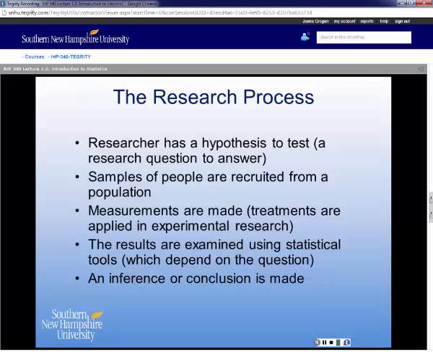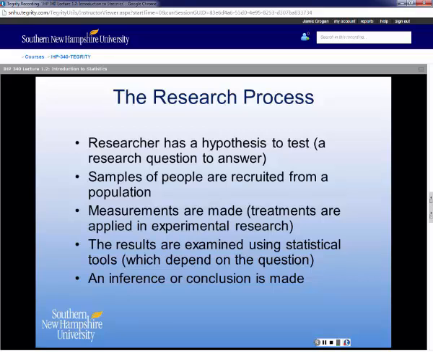So here is the process of research. A researcher has a question that they're trying to answer, a hypothesis that they're trying to test. So they recruit a sample of people from a specific population, and sometimes the population is related to the research question. For example, most of the time if you're going to study bone loss, you're probably going to be studying a group of postmenopausal women. Or if you're going to look at heart disease, you probably want to study the people who are at the highest risk of getting heart disease. So samples of people are recruited from a population.